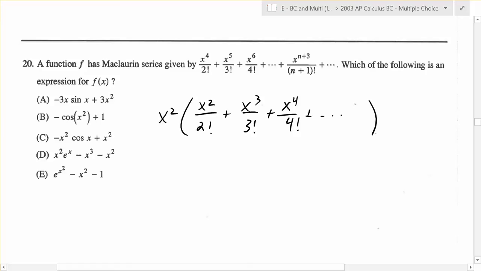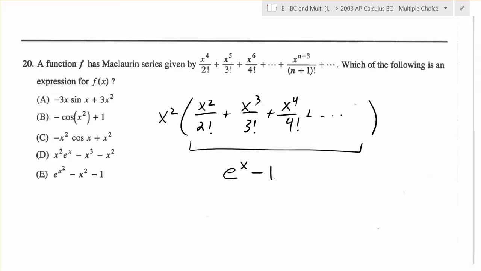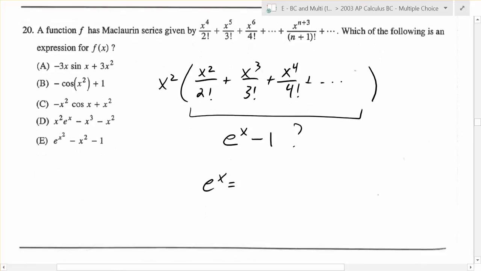That looks like something. What does that look like? That looks like e to the x minus 1, right? Doesn't it look like e to the x minus 1? Minus 1 minus x. What is the expansion for e to the x? 1 plus x plus x squared over 2 factorial plus what? X cubed over 3 factorial? So you actually have to take away an x as well, right? So what's this actually going to be? It's going to be e to the x minus 1 minus x.